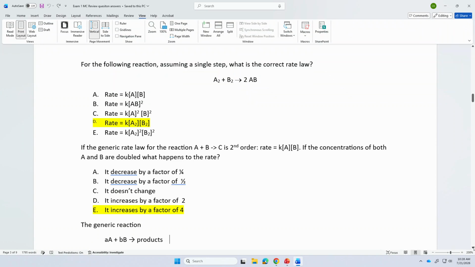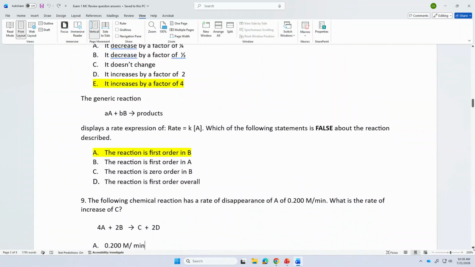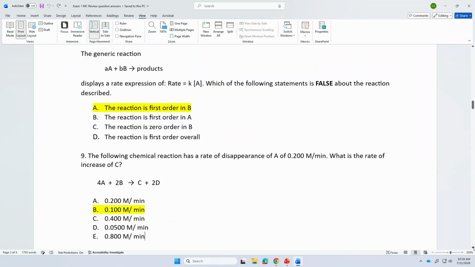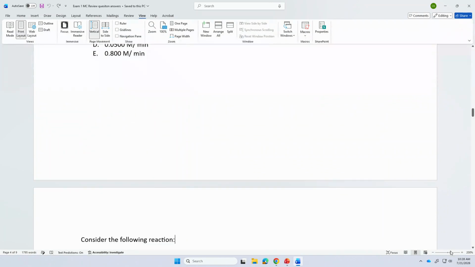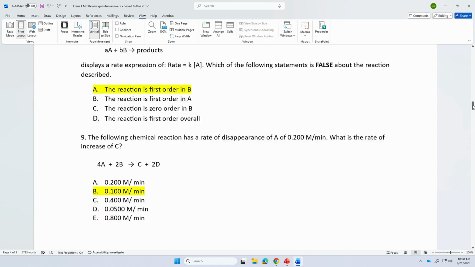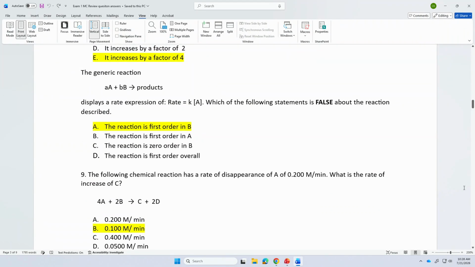Okay, assuming a single step, my rate law will match my stoichiometry. So the rate law for this would be A2, B2. If we change concentrations, what happens to our K values? If I give you a rate expression, what does it tell you about the orders of the reactions? This is one where I compare the rates. I have a rate of 0.2 for A. What is the rate of C? Well, 1/4 A equals C.